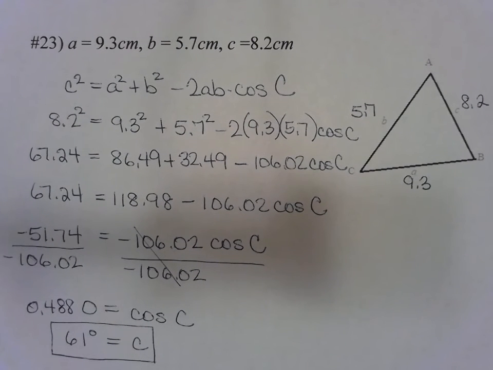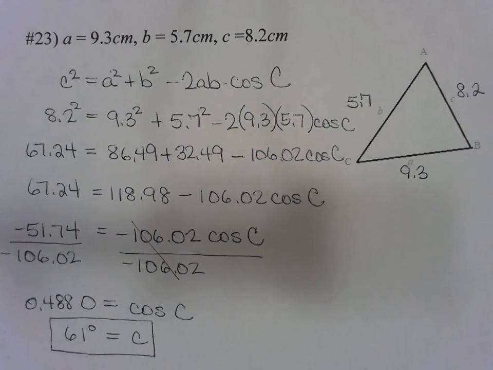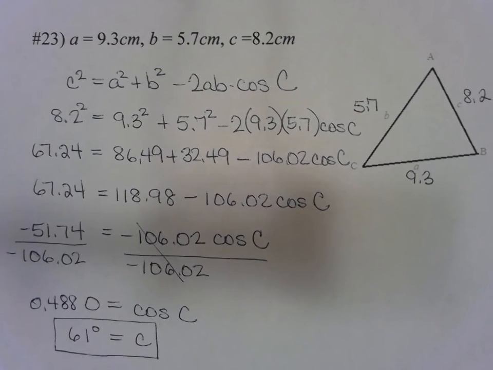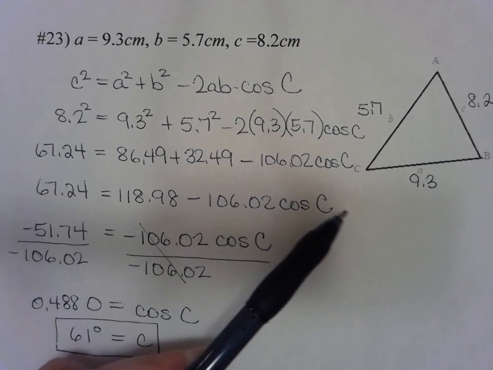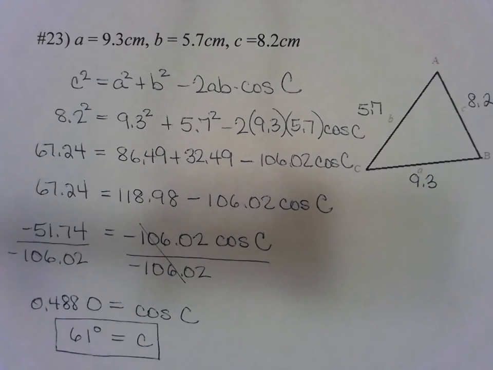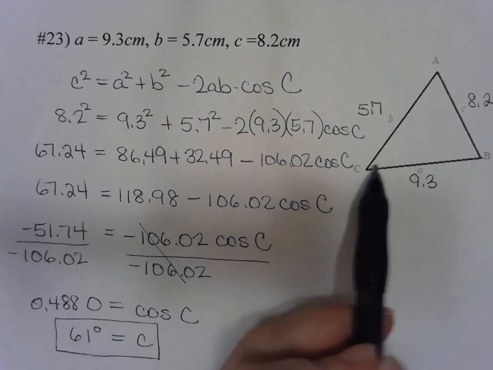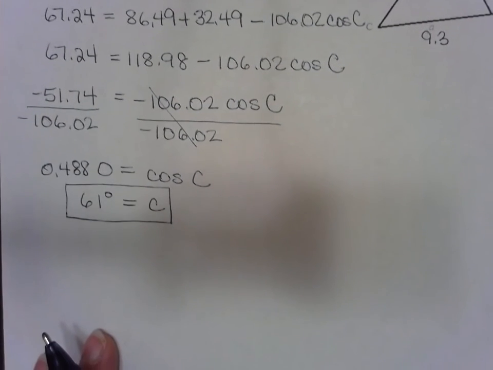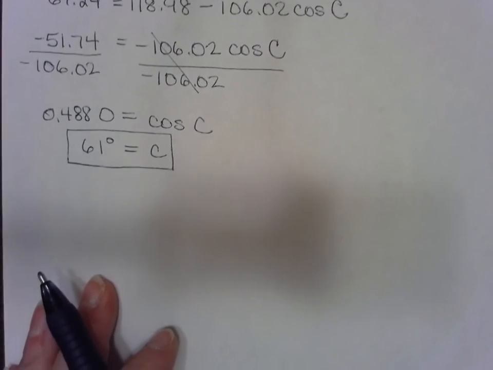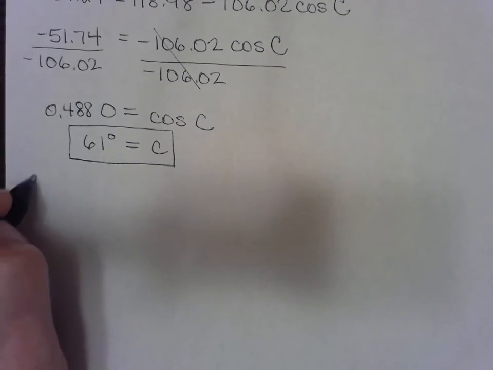Okay, so we used actually all 3 sides, and that allowed us to find the angle in between A and B, which would be angle C. All right, so now we have an angle side pair, we can use the law of sines to find the remaining angles, right? So the next step, how about we find angle A?